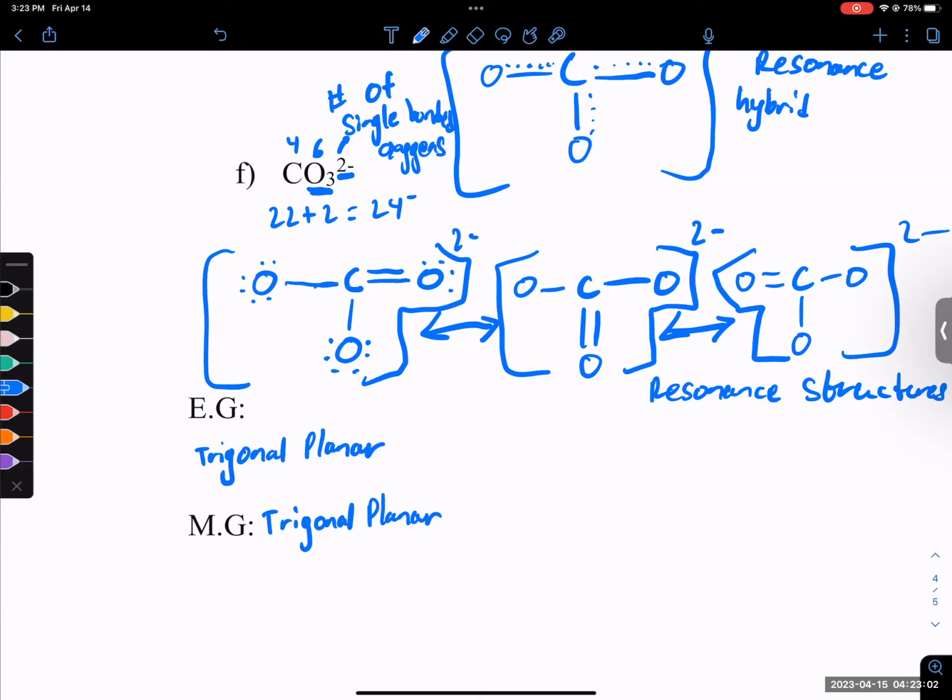Interesting. But only lone pairs on the central atom affect the molecular geometry. Yeah, only lone pairs on the central atom will affect your molecular geometry. Because once we learn about polar and non-polar, you'll see why that's the case. The addition of some lone pairs on the central atom will make certain molecules polar.